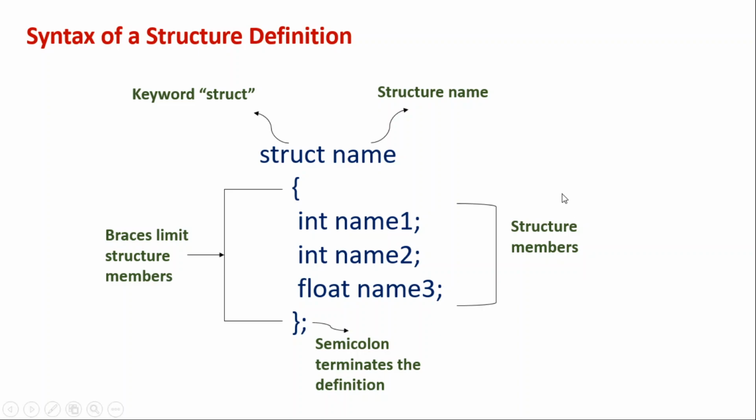Thus a structure starts with the struct keyword, then the name, then braces are opened, and all the structure members are written within that, and the braces are closed with a semicolon. Now we are going to write a program and then understand the different features of a structure.